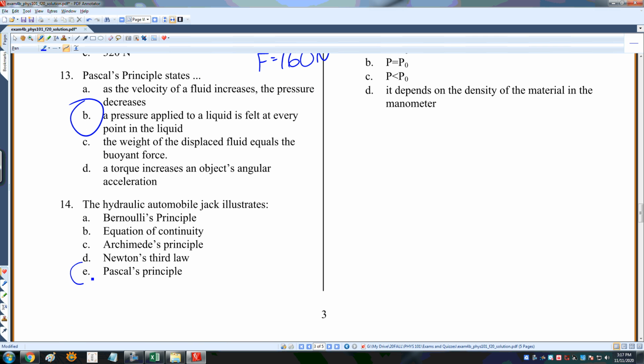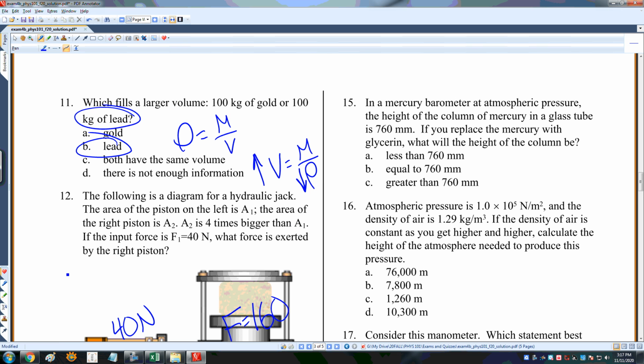This is, again, Pascal's principle. The mercury barometer at atmospheric pressure, the height of the column of mercury in a glass tube is 760 millimeters. If you replace the mercury with glycerin, what will the height of the column be? So here, the density of mercury is actually quite a bit more than the density of glycerin. And so if I put this barometer with glycerin, because P is equal to rho g h, if rho goes down, that means h has to go up. So C.